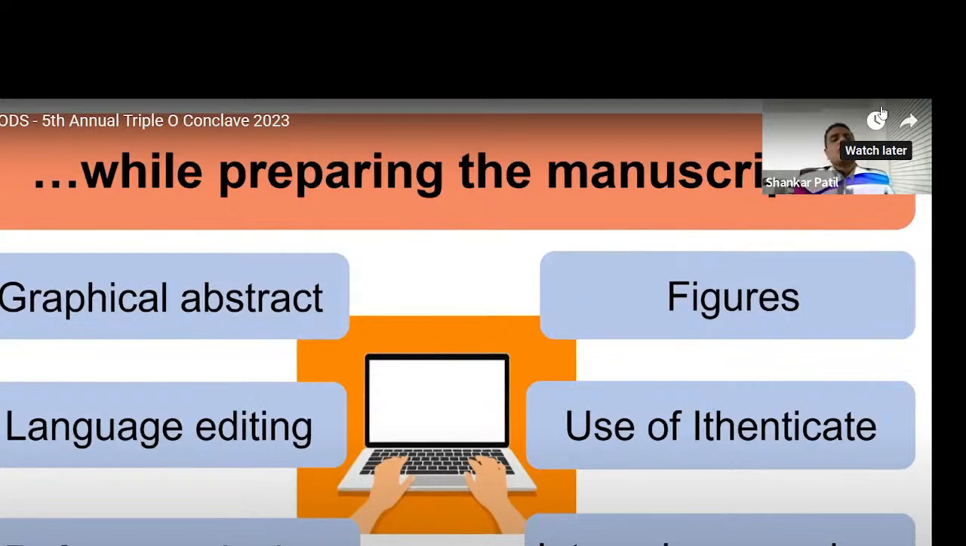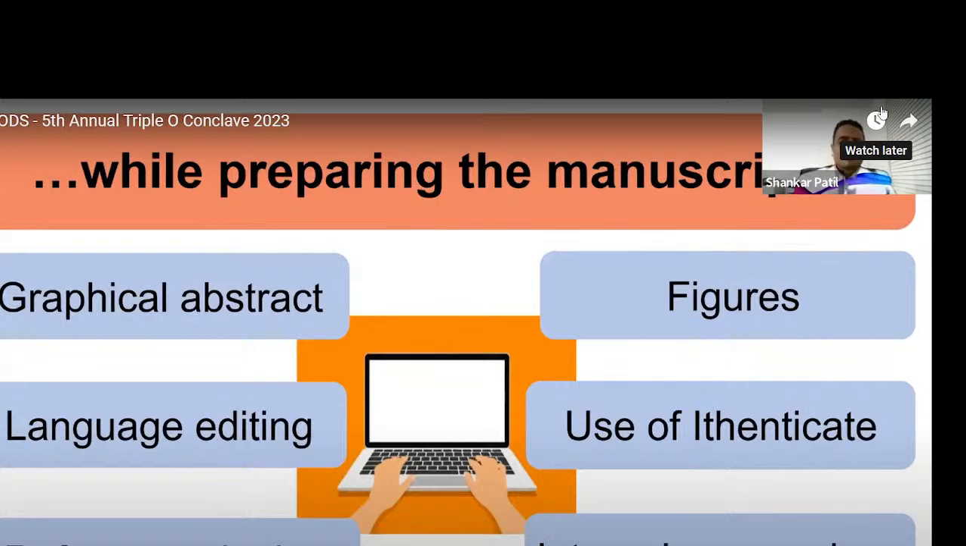Language editing, you have to get it done before submitting, because a good research with poor write-up will again get rejected. A mediocre research with a very good writing and storyline may get accepted, may get. And reference citation managers you have to use. That is very, very important.